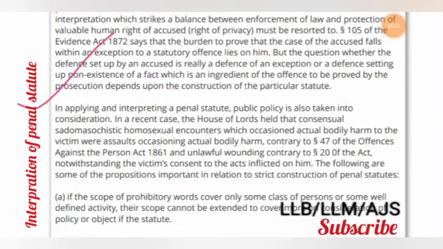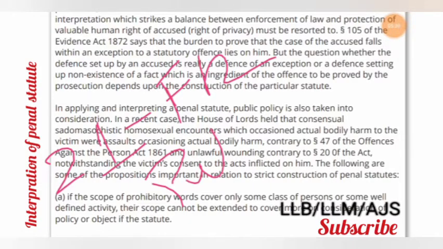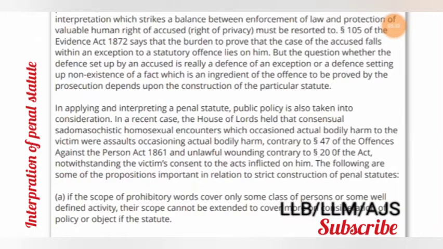Then comes, in applying the interpretation of a penal statute, public policy, taking into consideration not only Article 21 or fundamental rights, but also public policy.